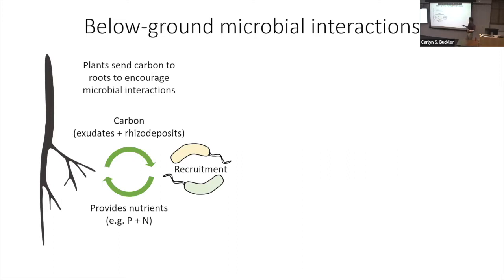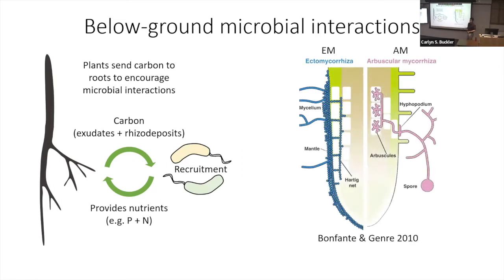Now, the best or the most well-known system of this is the mycorrhizal fungal system. And so here we have two broad groups of mycorrhizal fungi. We have the ectomycorrhizal fungi and the arbuscular mycorrhizal fungi. For the ectomycorrhizal fungi, they grow between the cells of the plant root. So it creates sort of a net. It's pretty cool to look at under a microscope. And then we have the arbuscular mycorrhizal fungi, which grow within the cells of the plant root.